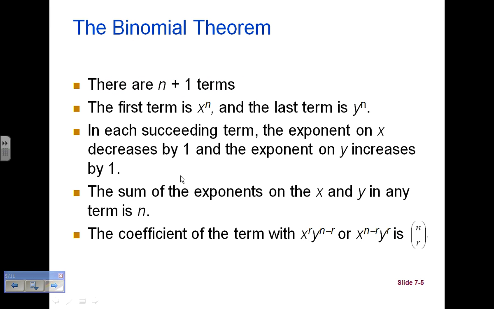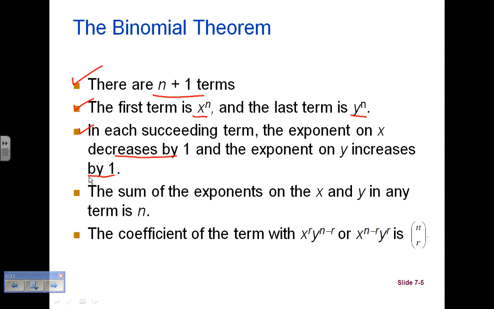And here's the binomial theorem. There are always n plus 1 terms. Check. The first term is always x to the n. Last term, y to the n. Check. We've talked about that. I feel pretty good about myself. Each succeeding term, the exponent of x decreases by 1. Check. And the exponent of y increases by 1.